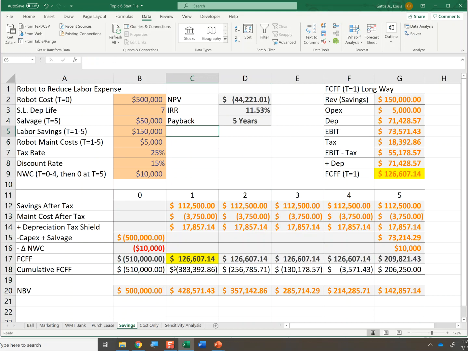Payback is in 5 years. But again, this is not discounted payback. The discounted payback would never happen. It's just that the payback is in 5 years if you ignore the time value of money. So let me think about this little shortcut method.